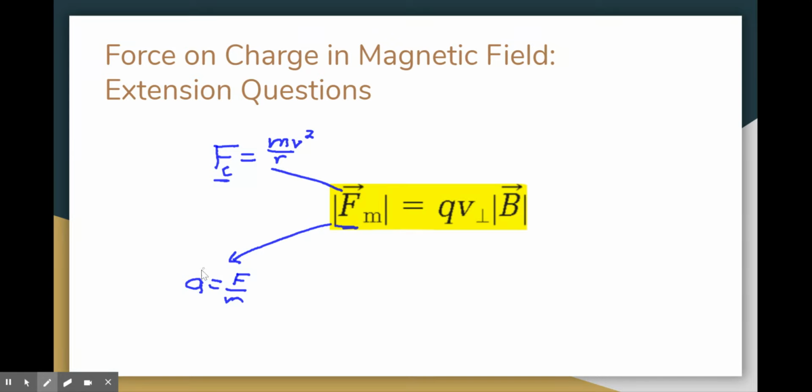Oh, and by the way, let me just clean this up a little bit. This acceleration is not just any acceleration, it is the centripetal acceleration. So this is a_c as well. So you'll see questions where they describe a charged particle moving through a magnetic field. As it enters the magnetic field, it travels in the path of a circle. And so we can start to talk about things like what kind of radius of circle it is.